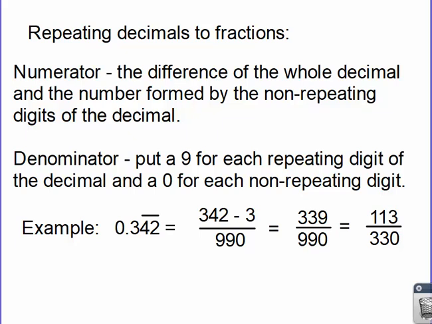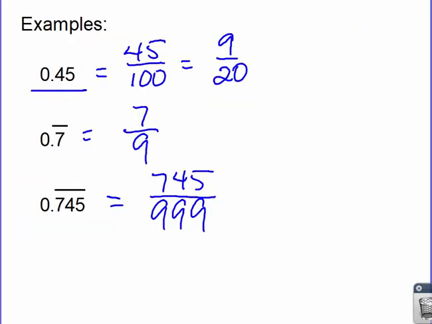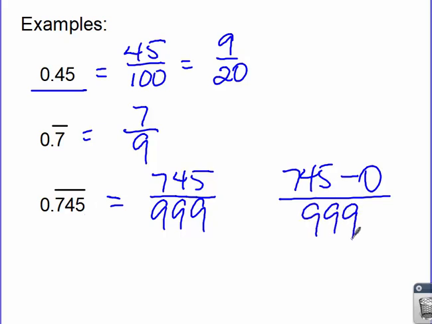Now, this also works for the ones that we just did. If I come back to the first problem we did, using that same rule, the first part is to take the 745, write the whole thing down, and subtract from it the number formed by the non-repeating parts. Well, there aren't any, so I subtract 0. For the denominator, I see there are 3 numbers repeating, so I put 3 9s. There are no numbers that aren't repeating, so I don't put any zeros. So it still works the same way. This rule works for all of it.